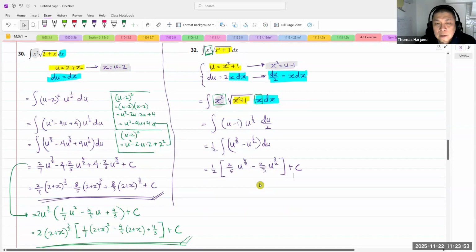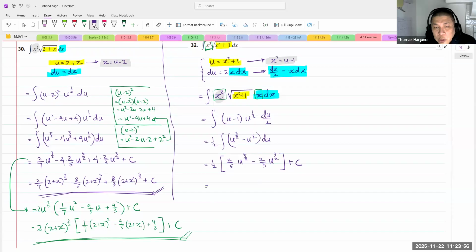You see that? Okay. I will distribute the 1/2, which becomes 1/5, and substitute at the same time. That will be x squared plus 1 to the 5/2 minus 1/3, I distribute the 1/2, right? And then x squared plus 1 to the power of 3/2 plus constant. That's what it looks like.